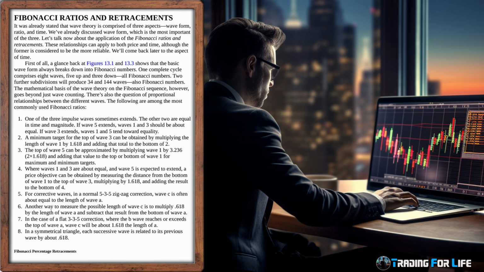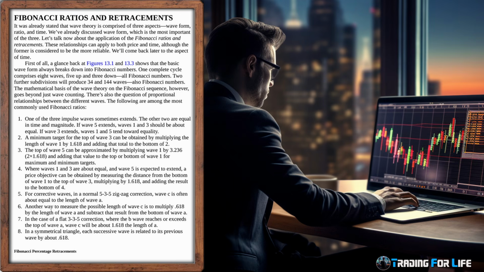5. For corrective waves, in a normal 5-3-5 zigzag correction, wave C is often about equal to the length of wave A. 6. Another way to measure the possible length of wave C is to multiply 0.618 by the length of wave A and subtract that result from the bottom of wave A. 7. In the case of a flat 3-3-5 correction, where the B wave reaches or exceeds the top of wave A, wave C will be about 1.618 the length of A. 8. In a symmetrical triangle, each successive wave is related to its previous wave by about 0.618.